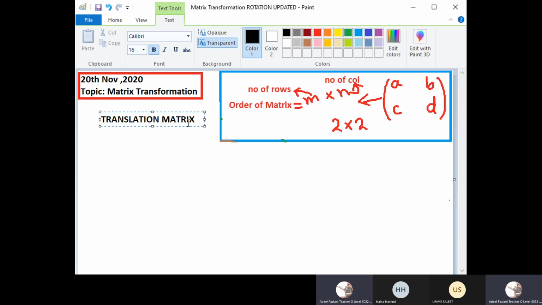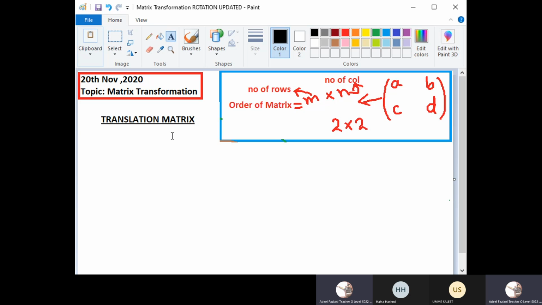See, translation matrix is quite easy for you to understand. We already have done the column vector. It's a column matrix, a sort of matrix that we have done priorly when I was doing the translation matrix. You just need to understand how you find the translation vector if the original object is being translated to the image. You will find the column vector, and the column vector can always be written in the form of H and K.